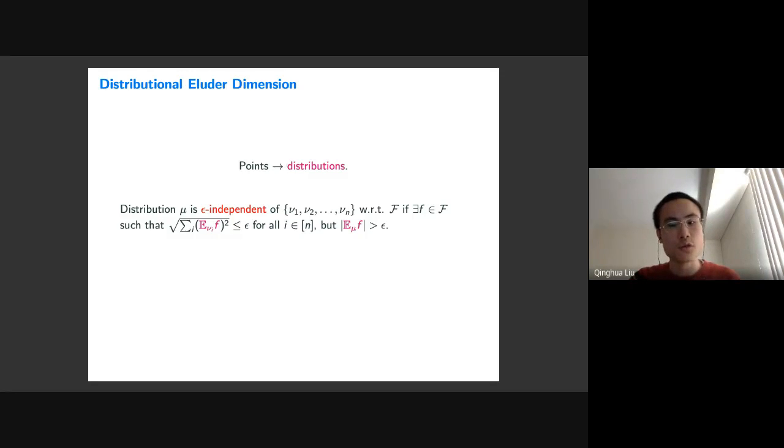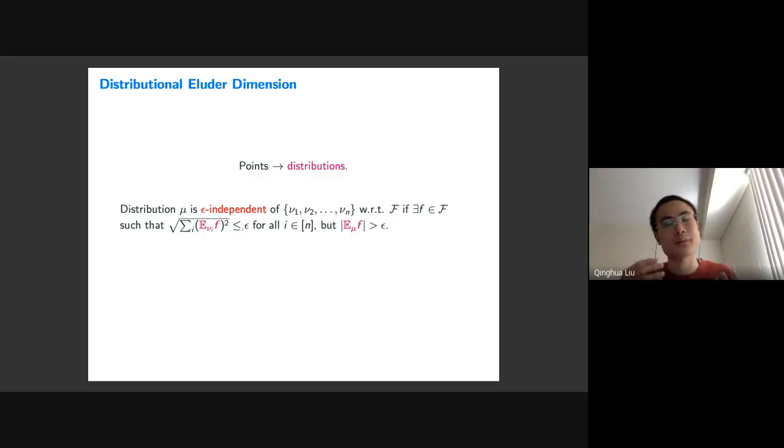So in the distributional eluder dimension, basically the only thing we do is extending the definition from points to distributions. First, instead of saying a point is independent of a sequence of points, we say a distribution is independent of a sequence of distributions. So here everything is the same except that we are evaluating the function on distributions instead of at points. And the other minor difference is we only have 1 function here. We don't have 2 functions as in the original definition.